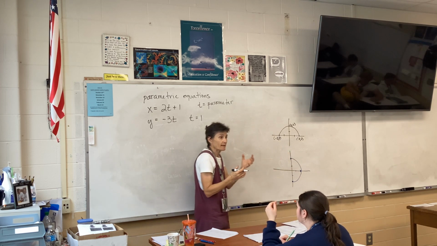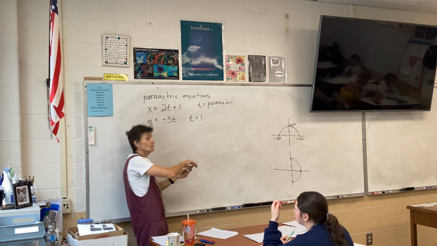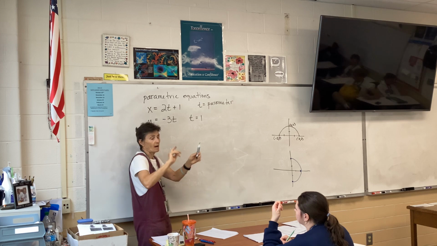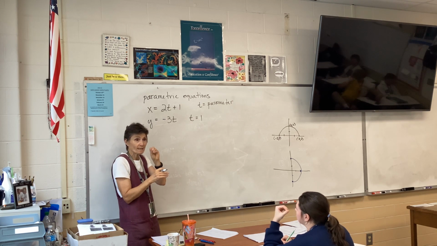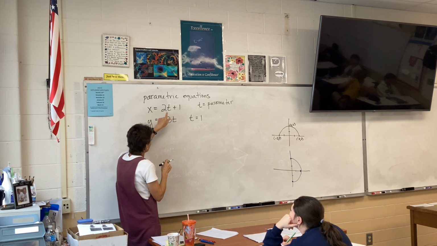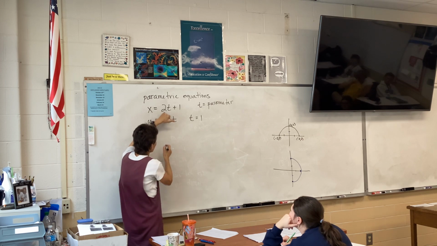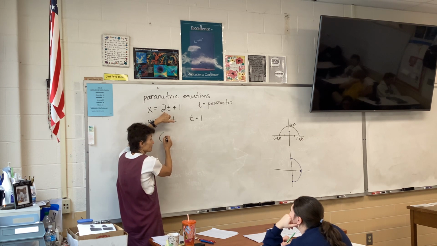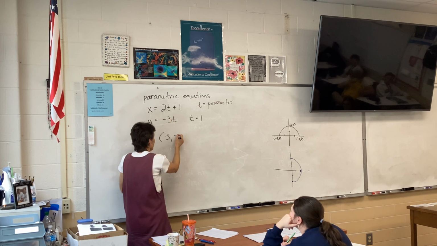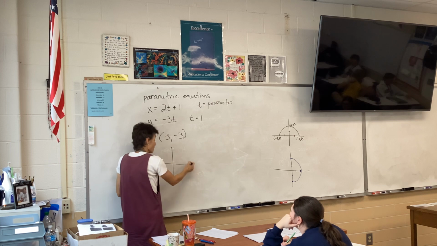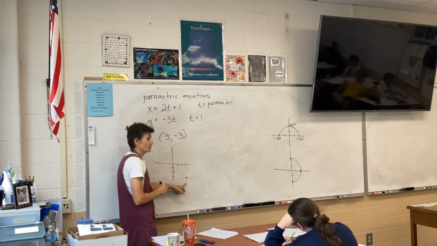So think about this for a second. Let's say these equations are describing the movement of a bird in the sky. If I want to know where that bird is after 1 second, I could plug in 1 for t, and it would tell me that my x is 3, and my y is -3. So whatever that bird's doing, at 1 second, he's sitting right here.